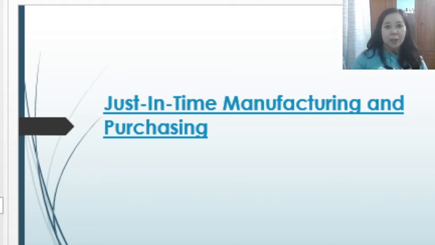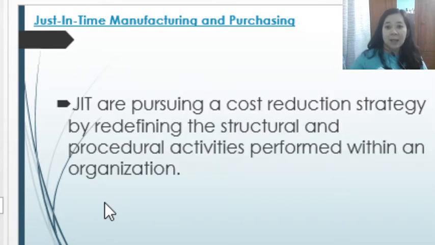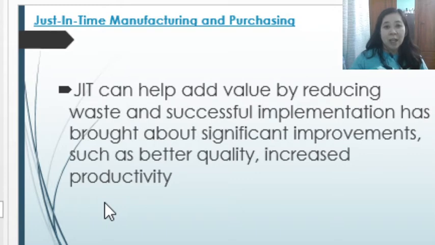For this next video lecture, we will be discussing just-in-time manufacturing and purchasing. JIT, or just-in-time manufacturing and purchasing systems, offer a prominent example of how managers can use their strategic concepts in firms that implement a cost reduction strategy. This is done by redefining the structural and procedural activities performed within their organization or firm. JIT can also help add value because it reduces waste.